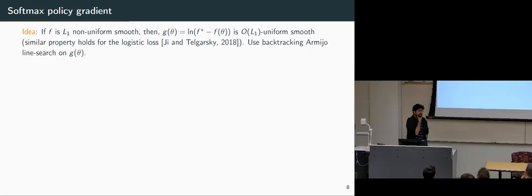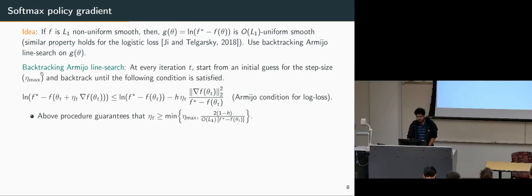This is similar to the logistic loss. The log of the logistic loss is like 1 smooth. If you have seen these edge of stability papers, they use this log loss to argue that you can use much larger step sizes. So now the idea is, let's just do backtracking line search on g of theta. You can design a line search procedure which says that the log of the suboptimality needs to decrease by a sufficient amount. Again, it is proportional to f theta, but notice here now there is an f star minus f theta t.